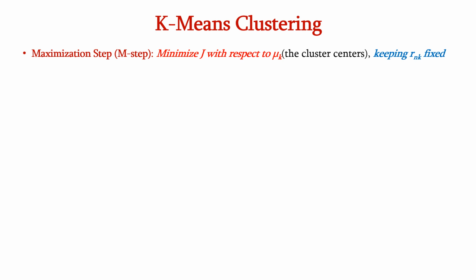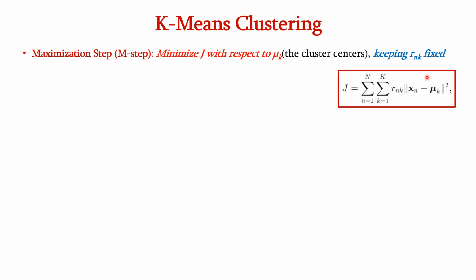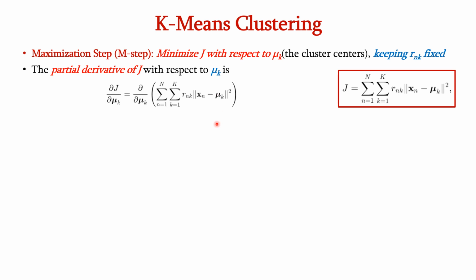Now let us see the second step in the EM algorithm, that is the maximization step or M step. Here we minimize the objective function J with respect to the cluster center mu k, keeping the cluster assignments Rnk fixed. Let us consider the objective function J of K-means clustering and apply the partial derivative to this equation with respect to mu k, which can be expressed as shown here.